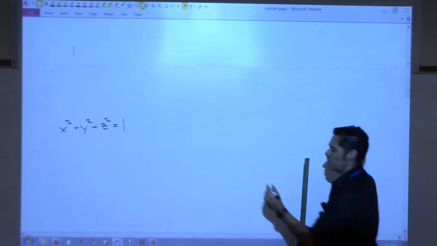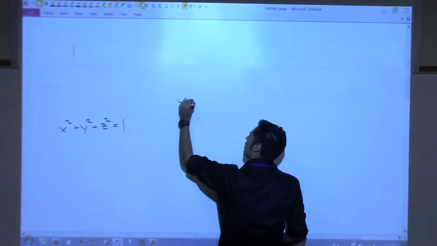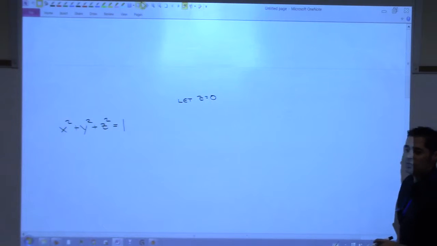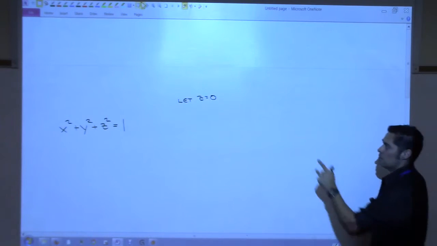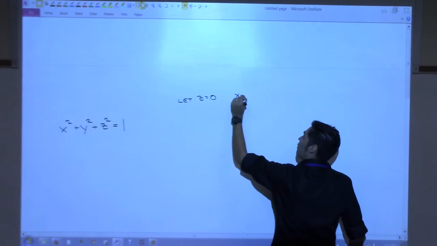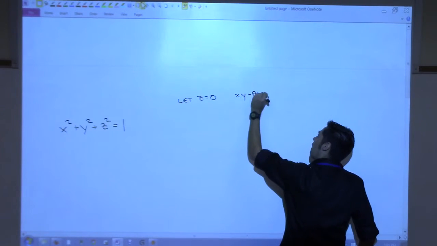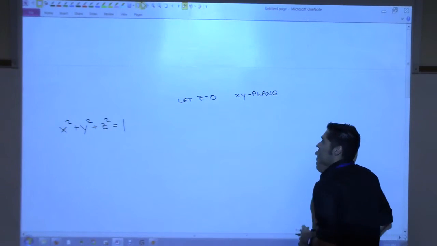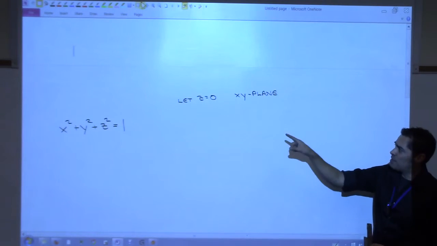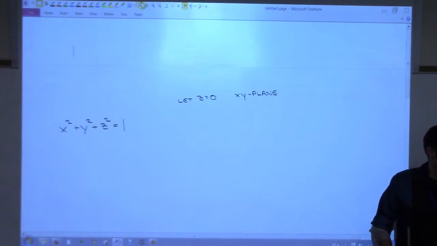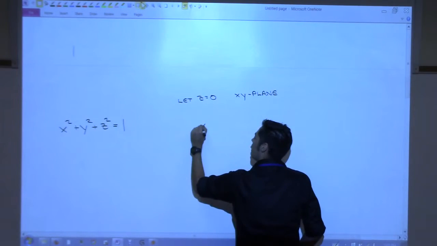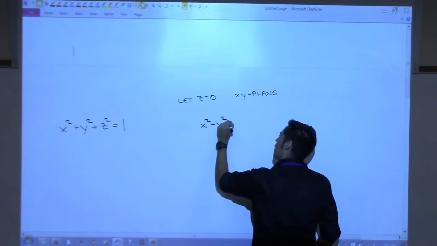So watch. Let z be 0. What is z equals 0 in the three-dimensional space? That's the xy plane. So what we're saying is, I'm going to look just in the xy plane. What does this shape look like just in the xy plane? So come over here, replace z with 0. x squared plus y squared equals 1.